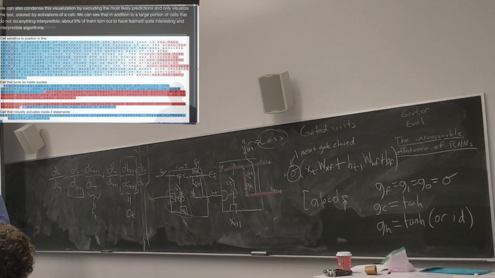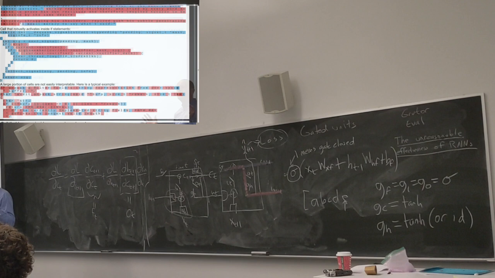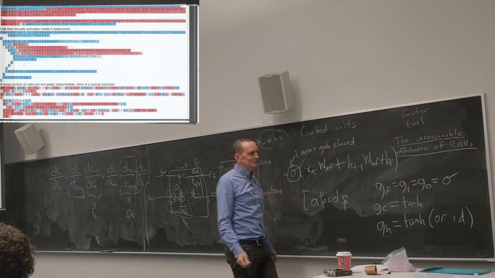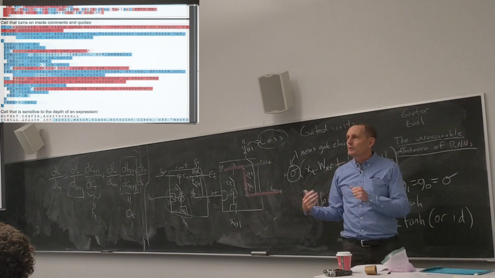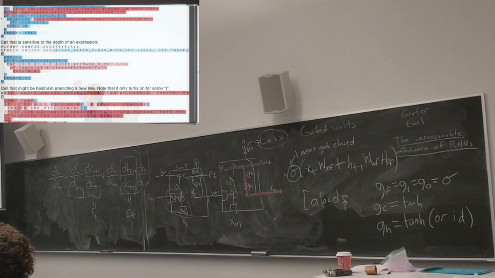A different model was trained on Linux source code. And so this one basically tells whether you're inside the condition of an if statement. Or this one, who the hell knows what that means, right? What has it learned there? I don't know. But here's some others that turn on and off whether you're in comments or quotes. Here's one that gets more activated the deeper nested you are, right? One level of nesting, two, three, and four.